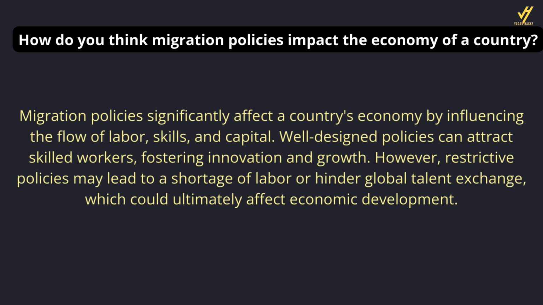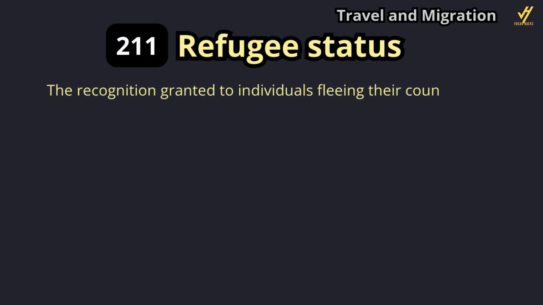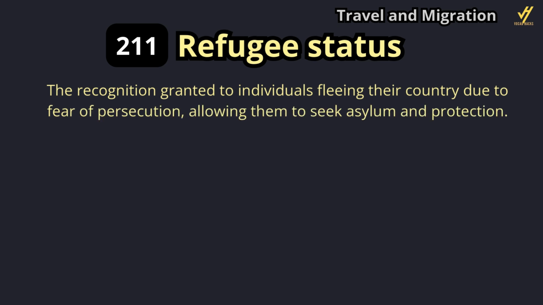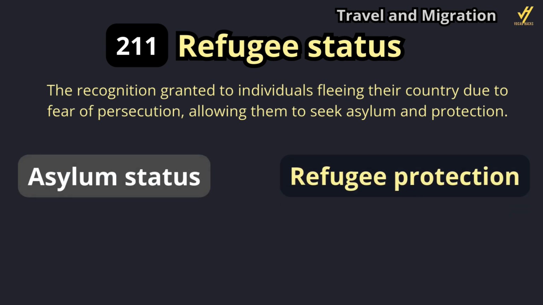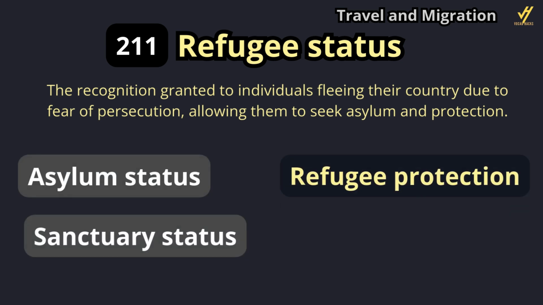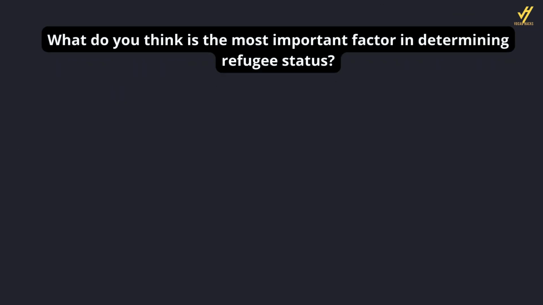Refugee status. The recognition granted to individuals fleeing their country due to fear of persecution, allowing them to seek asylum and protection. Asylum status. Refugee protection. Sanctuary status. Displaced person status. What do you think is the most important factor in determining refugee status?